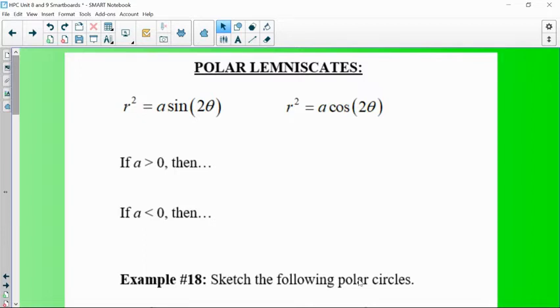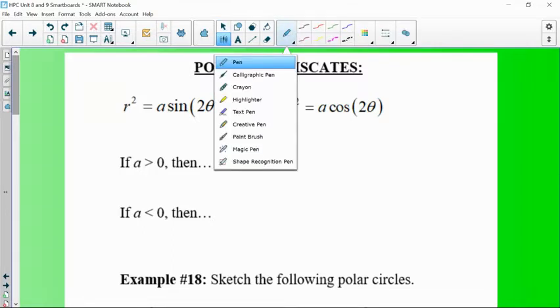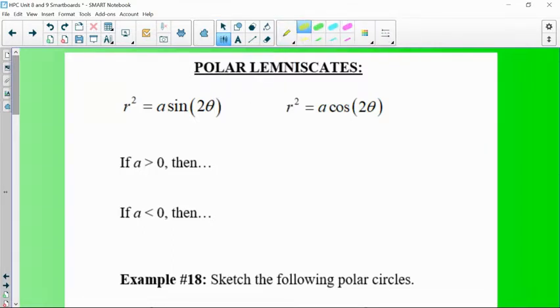It's because it's r squared. And so remember, the only simple test, the only thing we need for a function to exist in the world of polars, is have an r. But as soon as you have an r squared, you do not have a function. Now, certainly I could introduce the square root and come up with two functions. r equals positive square root of a sine 2 theta, and r equals negative square root of a sine 2 theta. But together, collectively, r squared, it forms a shape that is not a function.